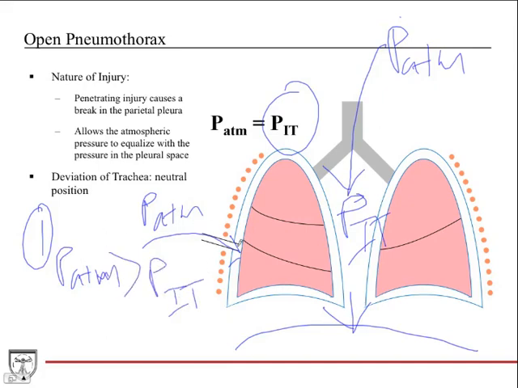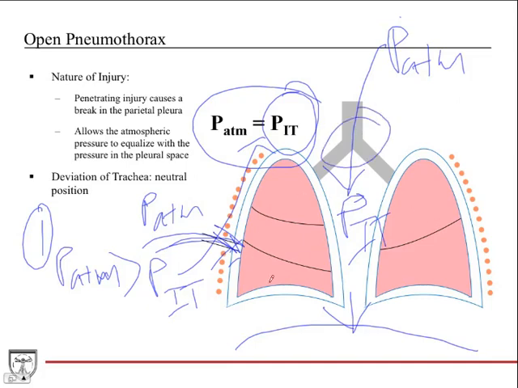But the problem is as air continues to move in and continues to move in, it equalizes. And so it reaches this equilibrium where the atmospheric pressure is equal to the intrathoracic pressure. And then air movement ceases at that point. And so what you've done is you've allowed this equalization. And another point to point out here is the position of the trachea in all these pneumothoraxes. So in this case, since you reach this equalization, there's no deviation of the trachea. It stays in the neutral position here.